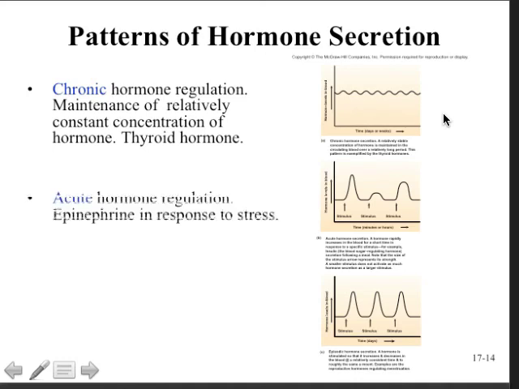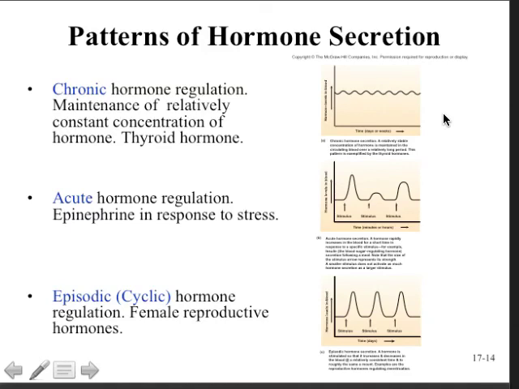Examples of this are thyroid hormone, which is important in maintaining metabolic rate in the body. In acute hormone regulation, we see production in response to a dramatic change. In this case, this shows you epinephrine production in response to stress. And then finally, what we have is episodic hormone secretion, where due to cyclic events, cyclic monthly events in this case, female reproductive hormones rise and fall with regularity. Not as a result of response to an immediate or stressful situation.